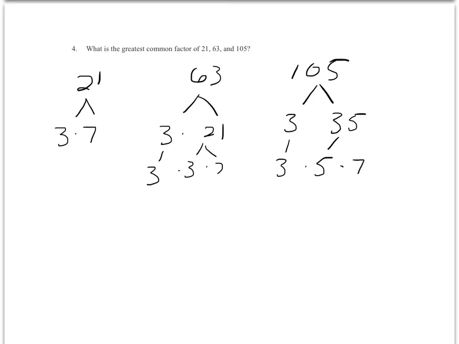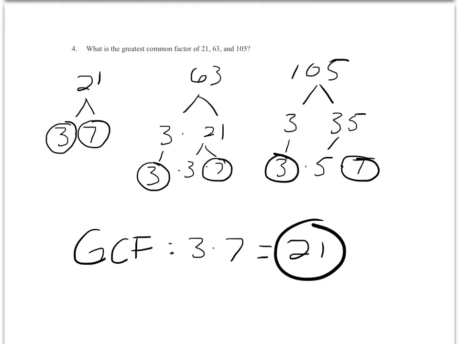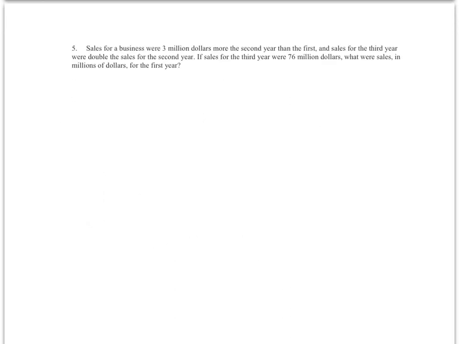Figure out the greatest common factor. You compare these, and you circle numbers that are in common. This has a 3, this has a 3, this has a 3. This has a 7, this has a 7, this has a 7. The greatest common factor, you take all the factors that they have in common, 3 times 7, you multiply them, and you get 21. Greatest common factor is 21.